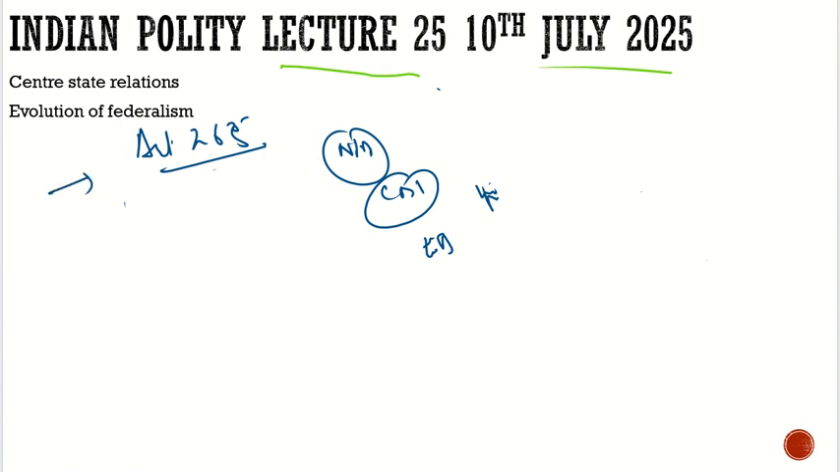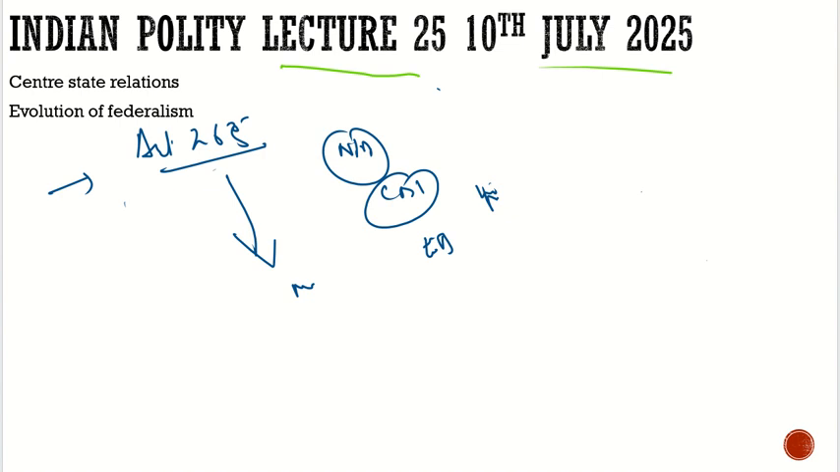Once these directives are given through article 265, what does it become? It becomes mandatory for the state to cooperate with the center at that time. If the state rejects it, it will be assumed that the state is violating the constitution, and the president's rule can be imposed in that particular state. So this is the importance of article 265.